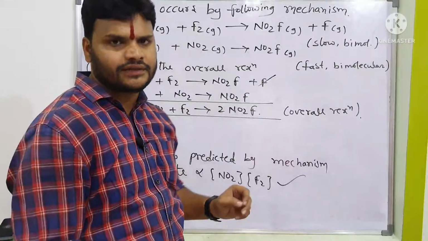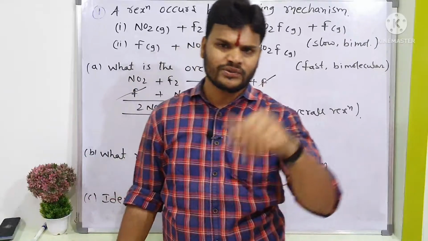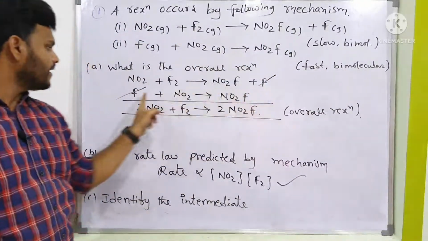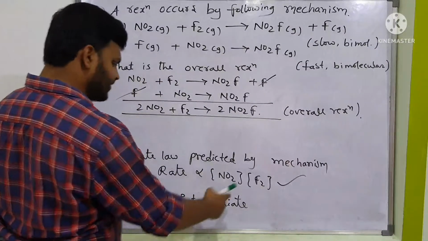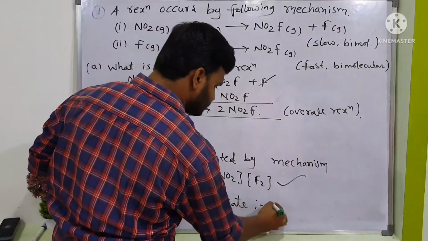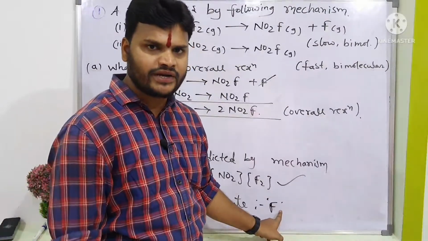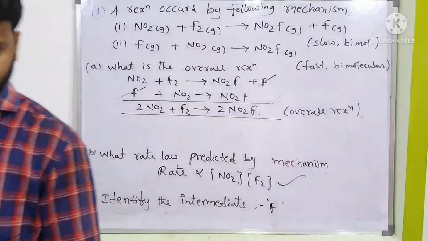Next, identify the intermediate. What is an intermediate? Generally an intermediate is produced in the first step and consumed in the second step. So here F is produced in the first step and F is consumed in the second step. What is the intermediate here? Fluorine is the intermediate. Why? Because it is produced in the first step and consumed in the second step. Clear? Just look at the board.